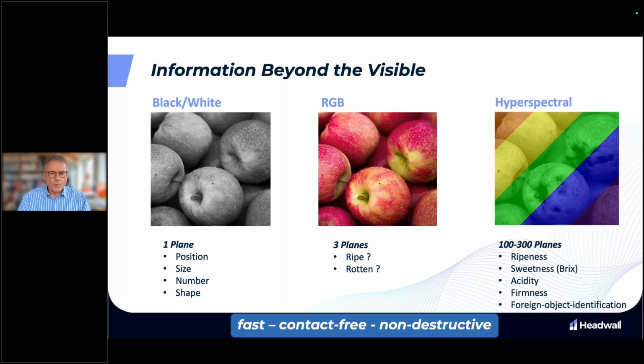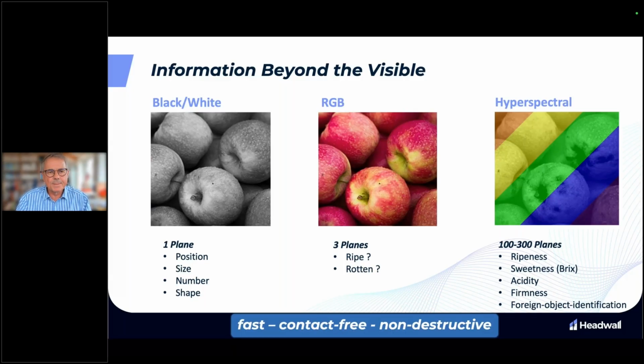Or really looking at the object itself to identify whether it is the object of choice you want to produce, or whether this is a foreign object, a differentiation which is difficult to make with a simple RGB or black and white image. Now, how does hyperspectral imaging work?